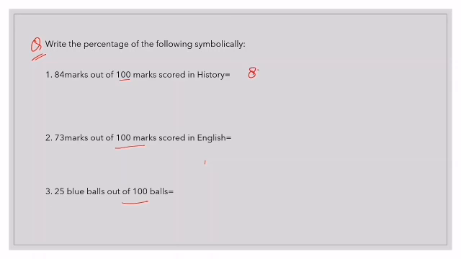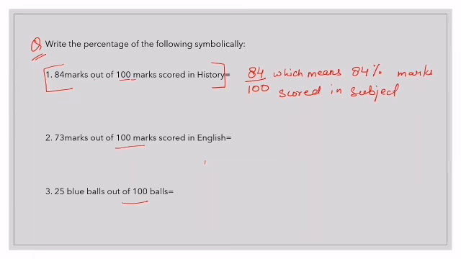Whenever we get marks, we get them like this. Similarly, the statement also says that 84 marks have been scored out of total marks 100. So we can write this in the form of 84 by 100. And 84 by 100 means 84% marks scored in the subject history.